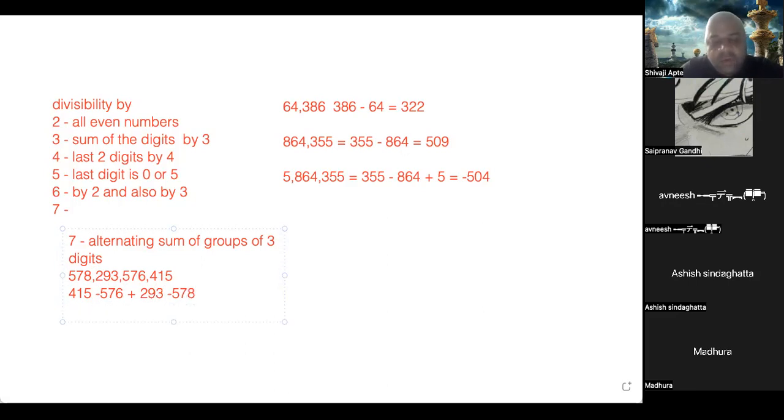So can we do this? Who can do this quickly? Sir, I have a question, sir. Do you always start from the back, or can you go like 578 minus 290? You have to always start from the rightmost. You can't go like that. No, then it will not work. So you have to always start from this.